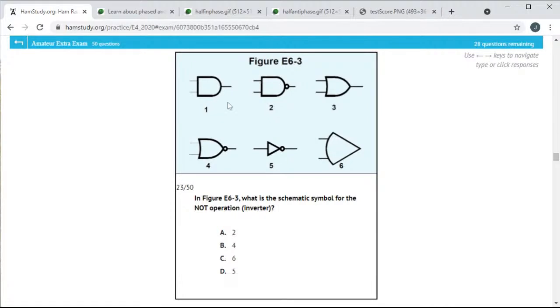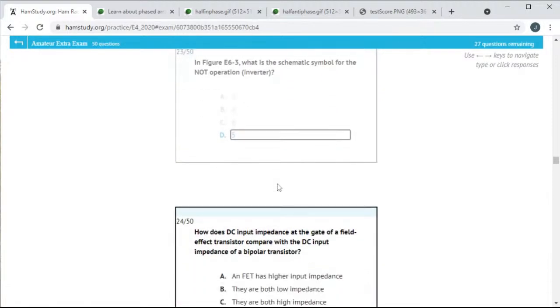So 1 is and, 2 is not and, 3 is or, 4 is not or, 5 is not, and 6 is, I don't know what 6 is, but not is a single input, single output operation, and that is the only one of the options that is a single input, single output, so it must be 5.